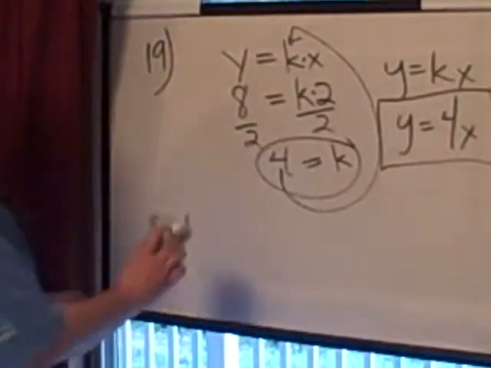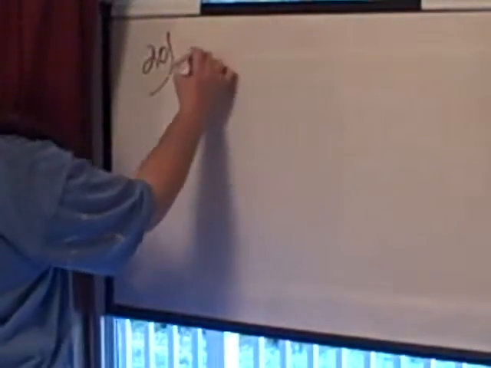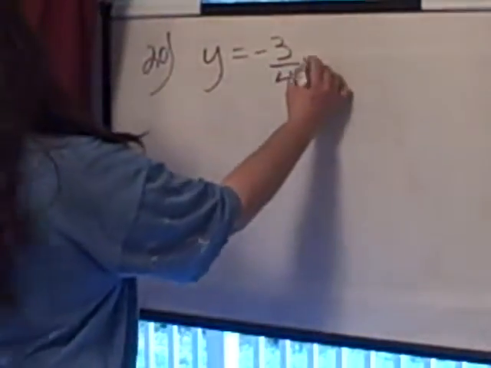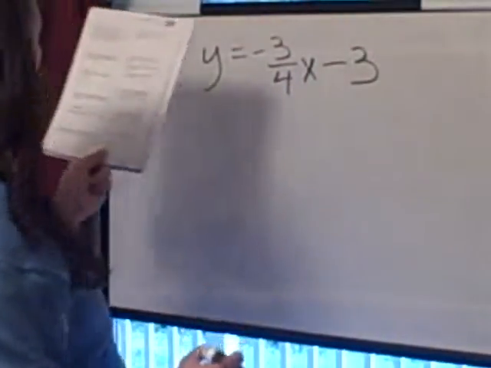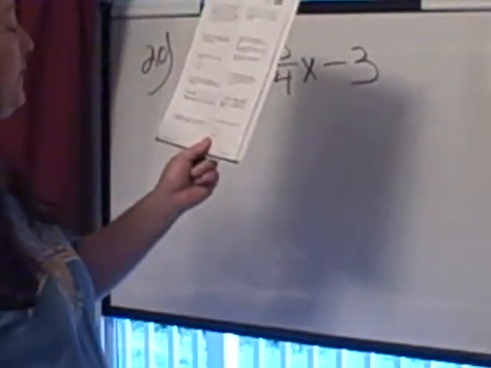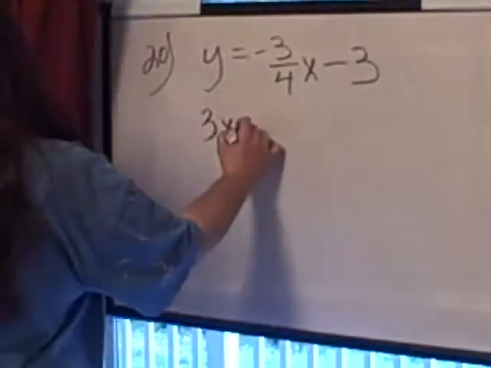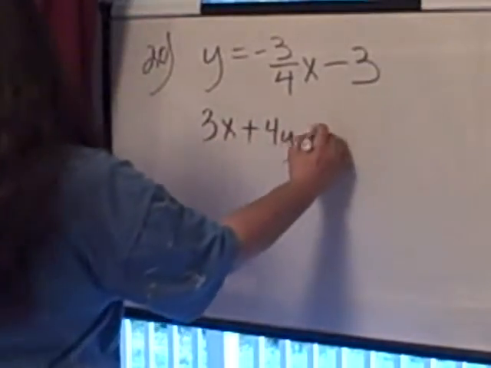Number 20. Number 20 asks us to solve the system of equations below. And it didn't give us a method to use. The first equation is y equals negative 3/4 x minus 3. And the second equation, 3x plus 4y is equal to 12.